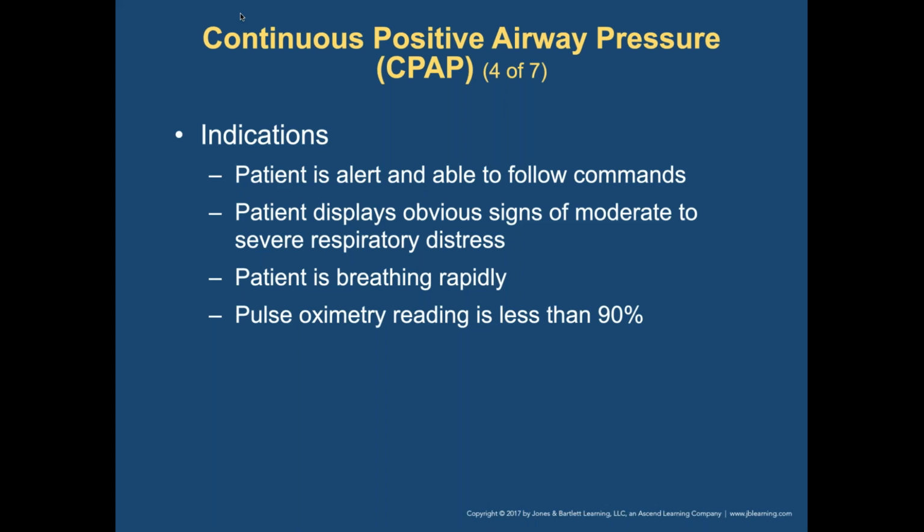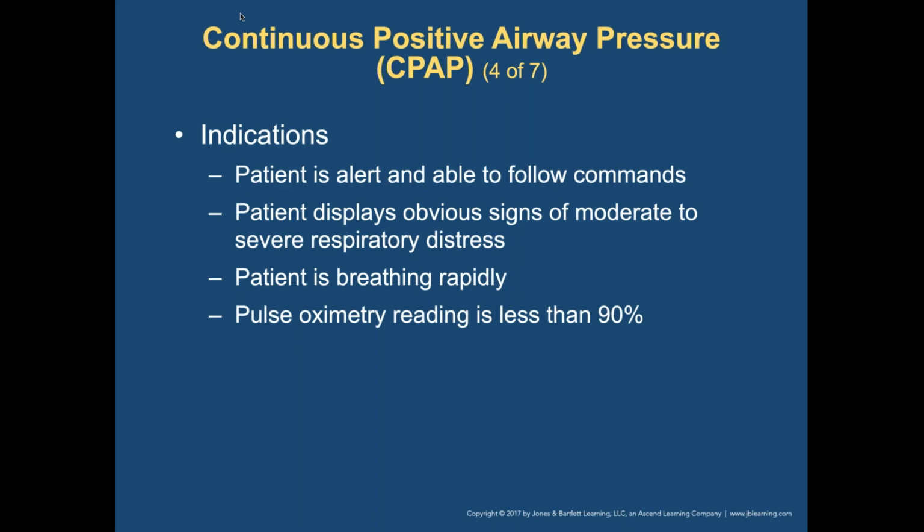All right, indications for CPAP. The patient is alert and able to follow commands. The minute they start to pass out on you, you have to take it off and switch to the BVM if they still need it. The patient displays obvious signs of moderate to severe respiratory distress from a condition such as pulmonary edema or obstructive pulmonary disease, COPD.